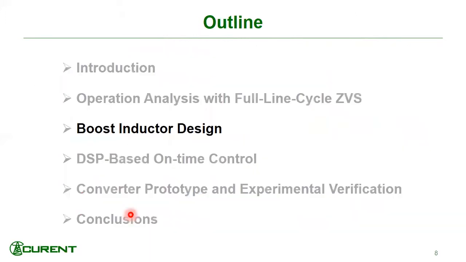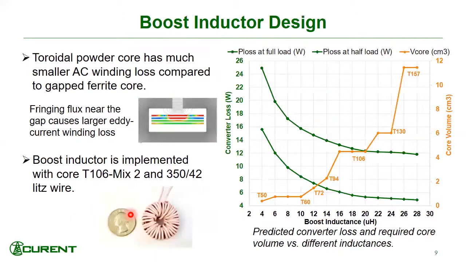Next is about the inductor design. We know that if the device implementation is determined, the inductor directly influences the conversion loss, size, switching frequency range, and also the current level. But considering the gap variable usually suffers from very large AC winding loss, and it is very hard to predict, especially combined with the lead wire, here we select the toroidal core as a demonstration of the inductor design.